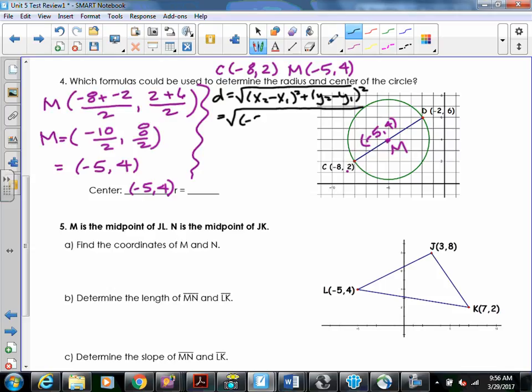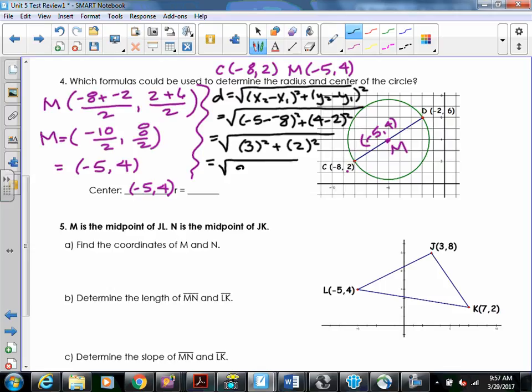So I have -5 minus -8. Don't forget that, because it'll mess you up. Okay, so it's -5 minus -8 squared plus 4 minus 2 squared. All right, now this -5 minus -8 is the same thing as -5 plus 8. What is -5 plus 8? It's 3, so you've got 3 squared, plus 4 minus 2 is 2, and we're going to square that.